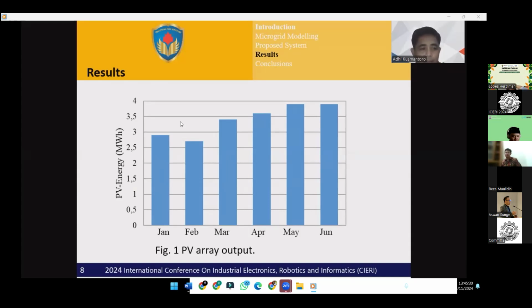Figure 1 shows the average output of PV array 1 and PV array 2 for 6 months from January to June 2024. Each PV produces different electrical energy each month. The largest energy output occurred in May and June, amounting to 3.9 megawatt hour.